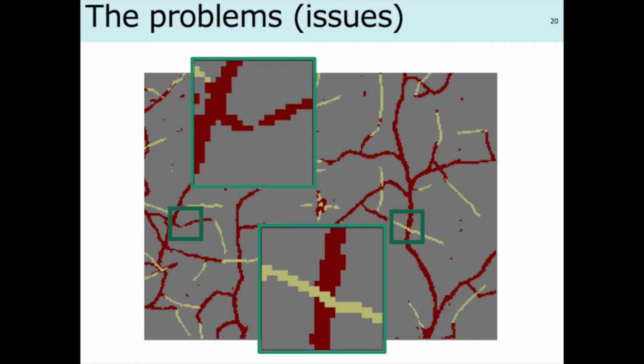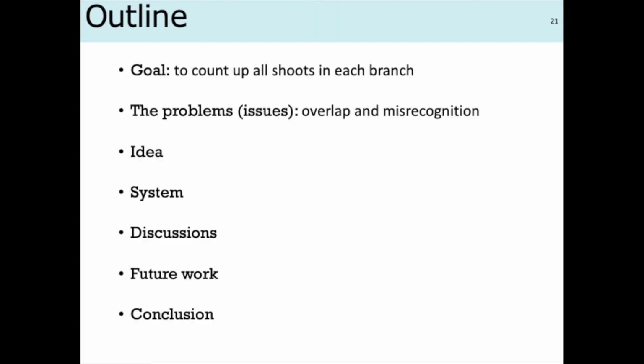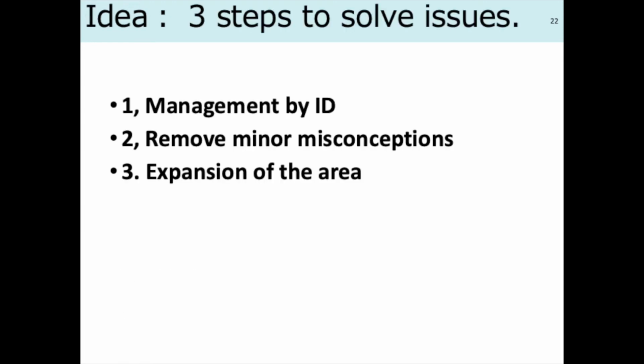This means that one branch can be recognized as two branches, and the same thing can happen with the shoots. Secondly, one area is cut off separately due to misrecognition. This causes one branch to be recognized as multiple branches. We have to fix these two problems to find the number of shoots. The problems are areas of overlap and misrecognition. So, I'll describe some ideas for solving these problems.